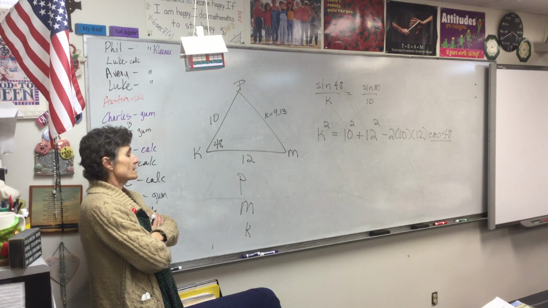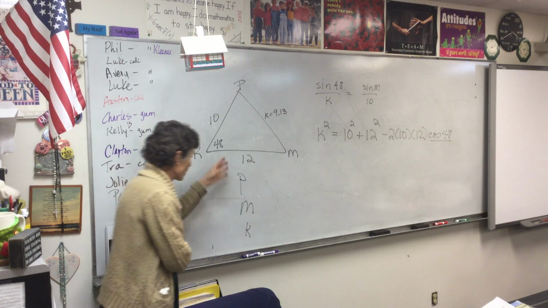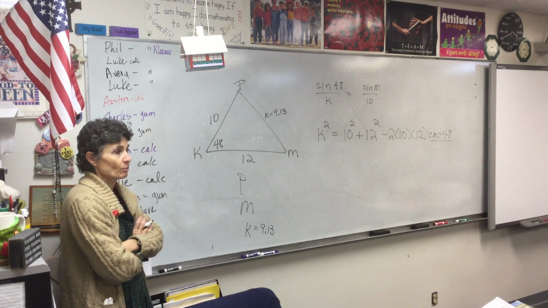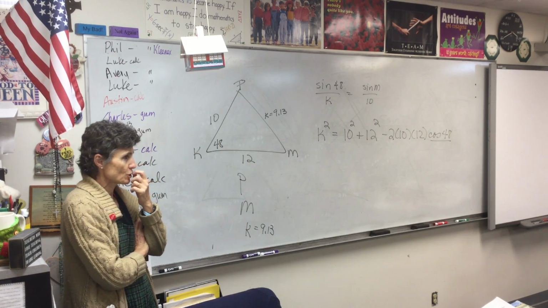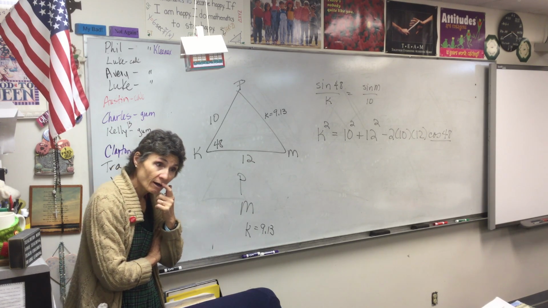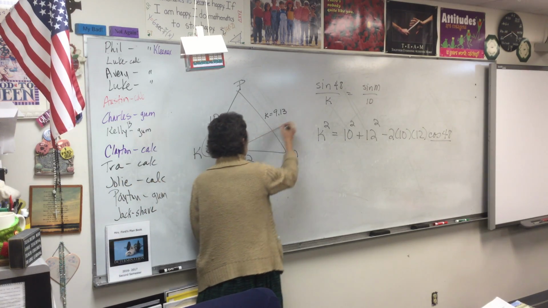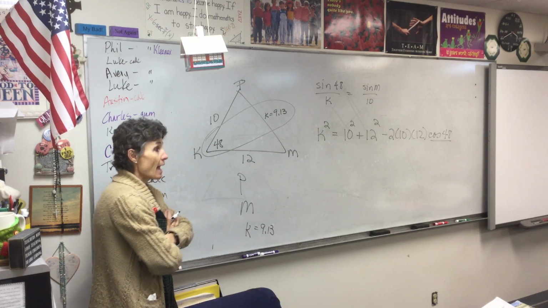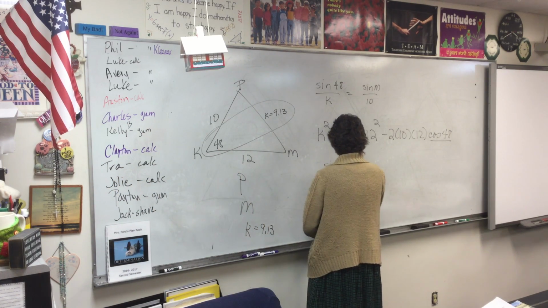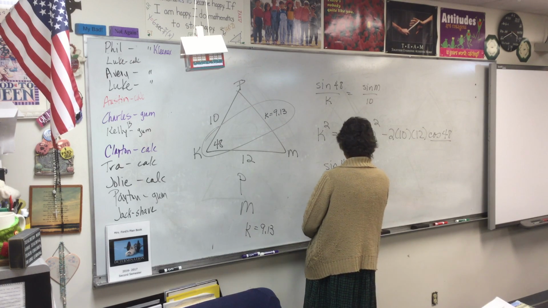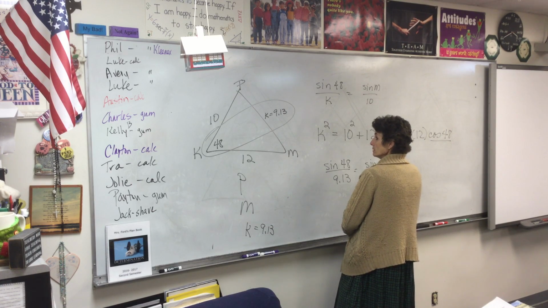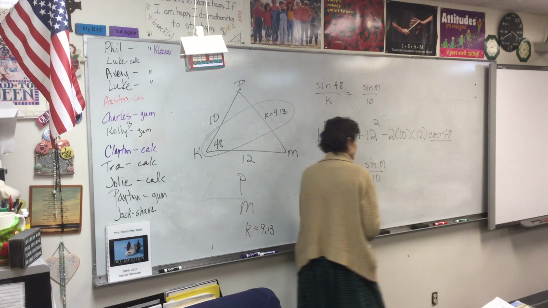Now, how am I going to find the rest of what I need? I now know side K. How am I going to find the rest of what I need now? Take a look at your situation. It's changed a little bit. Now we can use the law of sines, because what do we have now? Now we have our match. So we can say sine 48 over 9.13 equals sine M over 10.